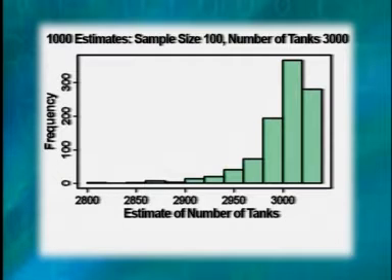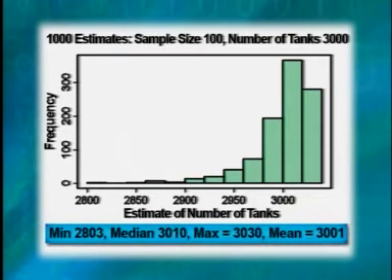And here were the estimates that we got, given as a histogram. The minimum was 2,803 for our estimate, when the reality was 3,000, you see. And then the median was 3,010, the maximum was 3,030, and the mean, as prophesied, was extremely close, 3,001. Because remember, it's an unbiased estimator, meaning that on average, the mean of the estimates that it gives tends to be exactly right. And sure enough, here's an example where it was. These simulations suggest that it is in fact an unbiased estimator.